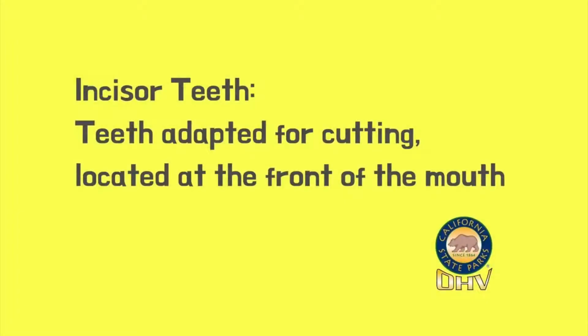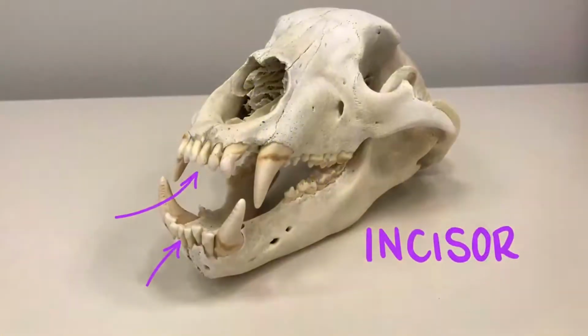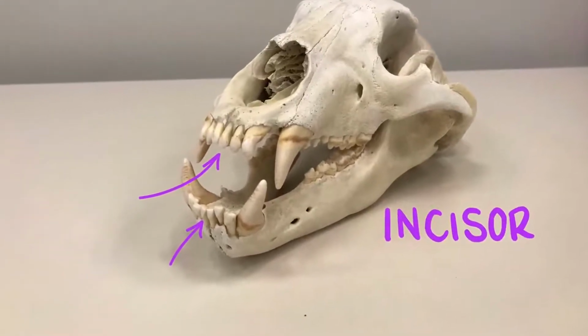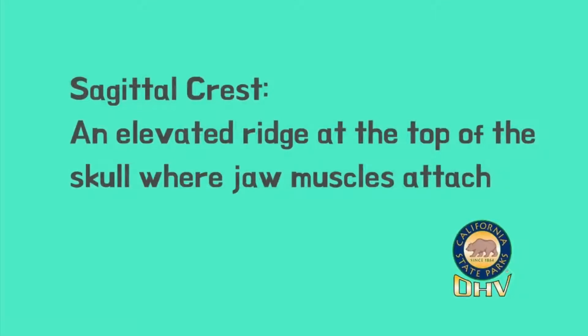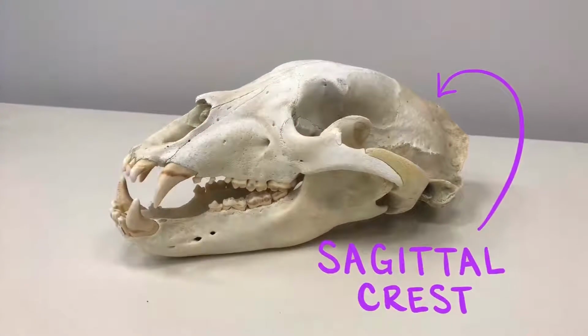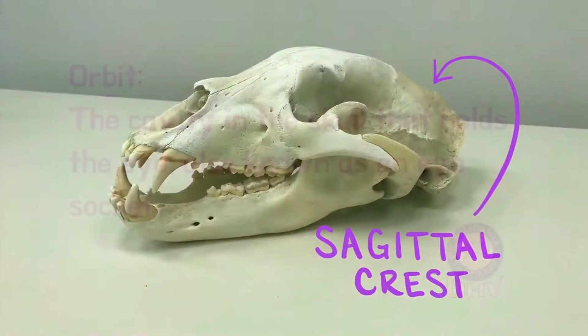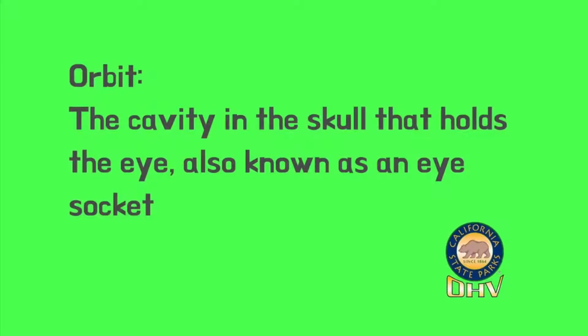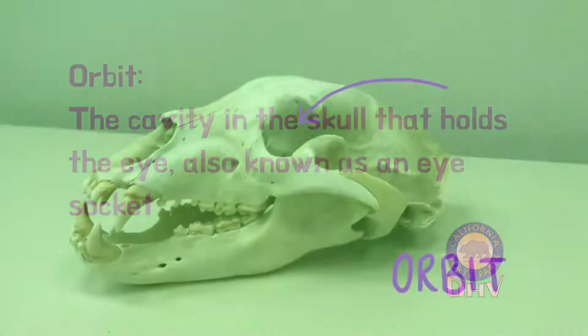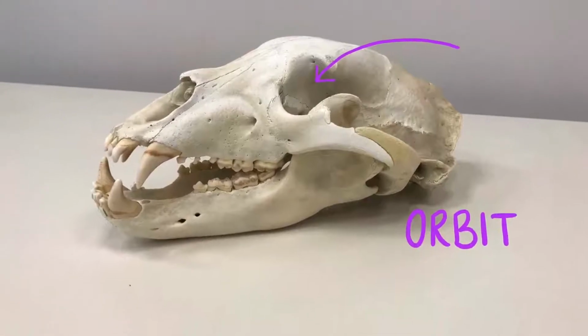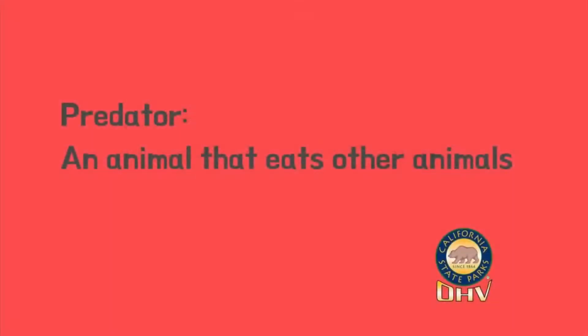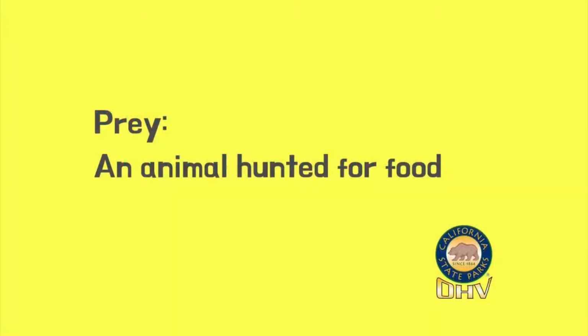Incisor teeth, teeth adapted for cutting located at the front of the mouth. Sagittal crest, an elevated ridge at the top of the skull where the jaw muscles attach. Orbit, the cavity in the skull that holds the eye, also known as an eye socket. Predator, an animal that eats other animals. And our last word is prey, an animal that is hunted for food. You guys are awesome learners.